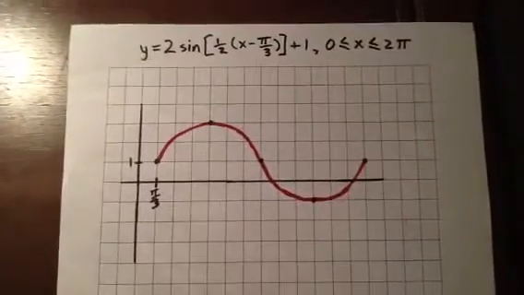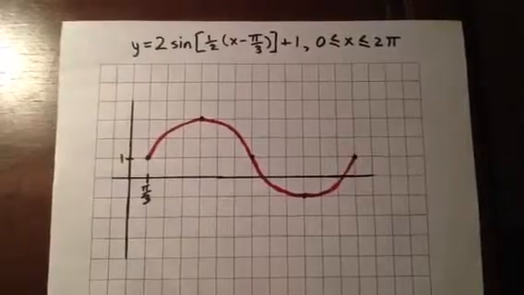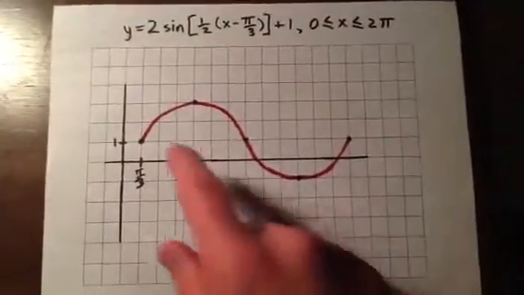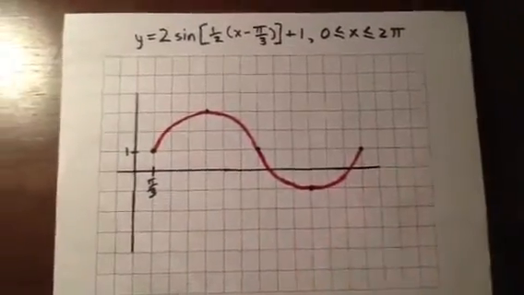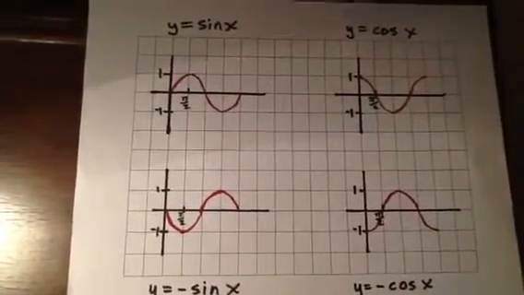We are going to graph the curve y equals 2 sine of 1/2 x minus pi over 3, plus 1. The curve ultimately looks like this graph right here, and so let's take a look at how we got there. First thing we did is we had to decide what the parent function was.